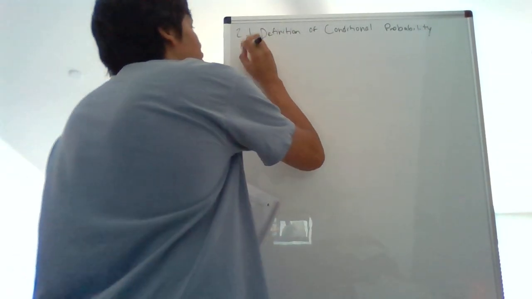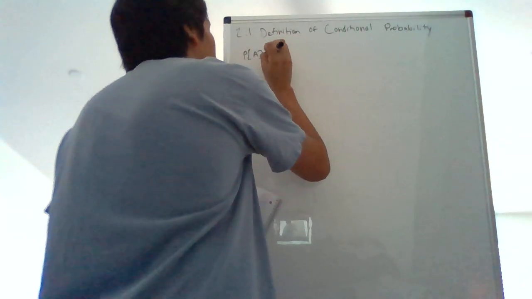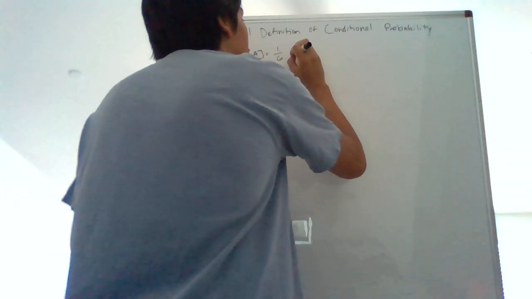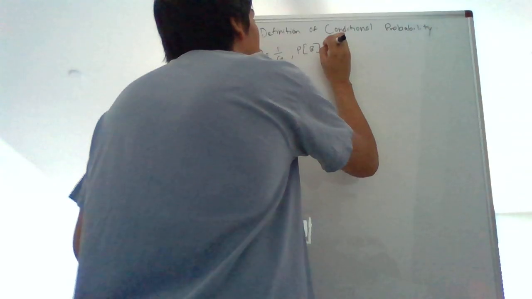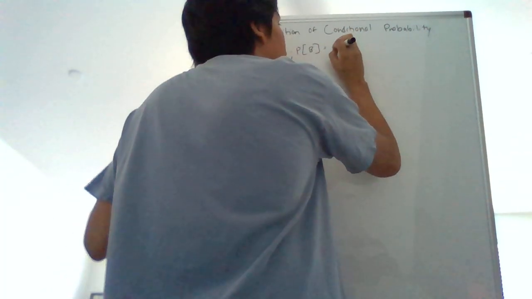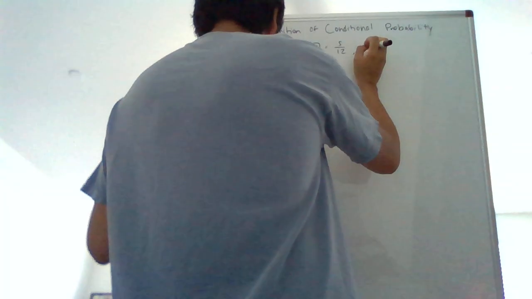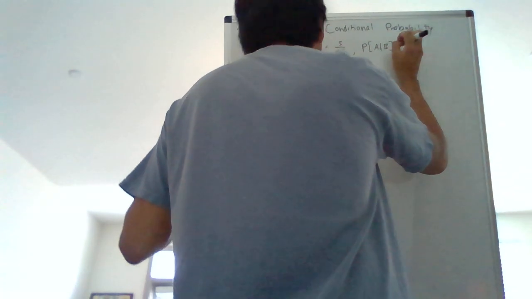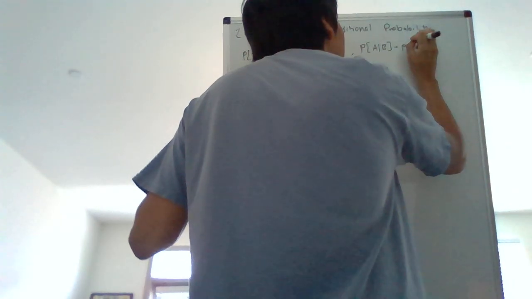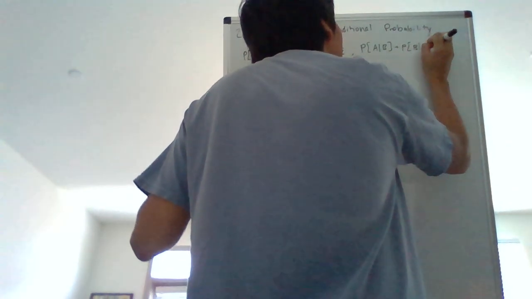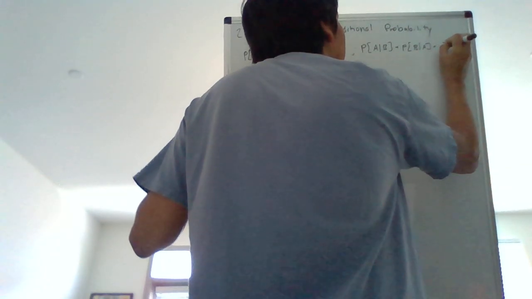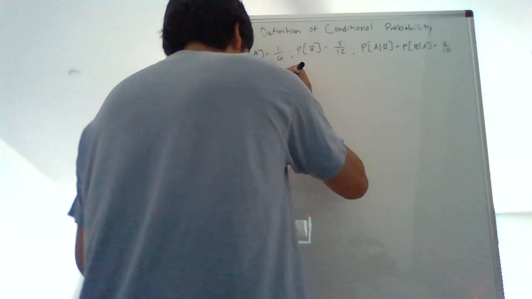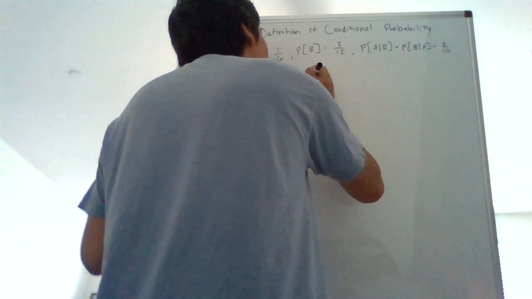So let's say that the probability of A is 1/6. The probability of B is 5/12, and the probability of A given B plus the probability of B given A is 7/10. What is the probability of A intersect B?